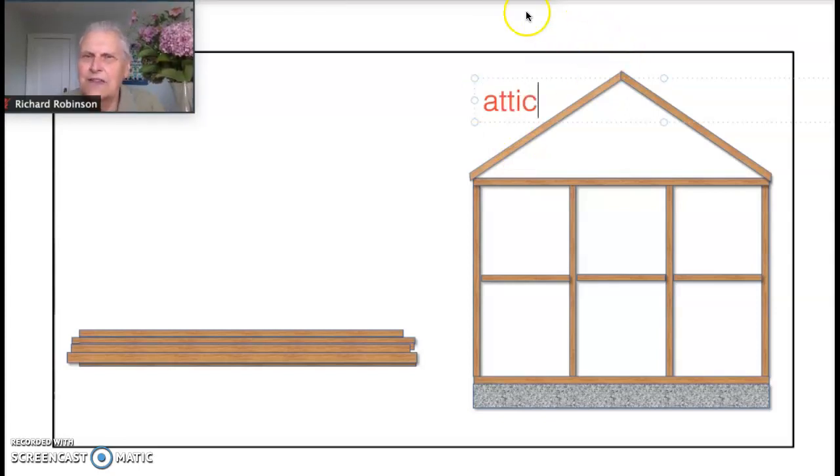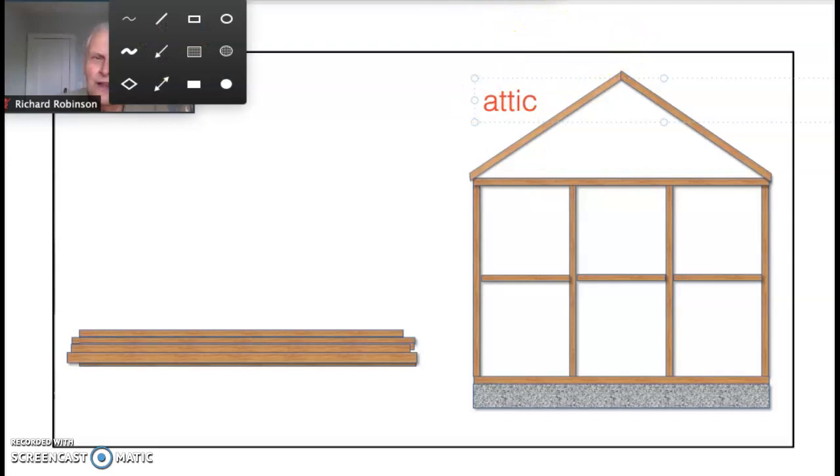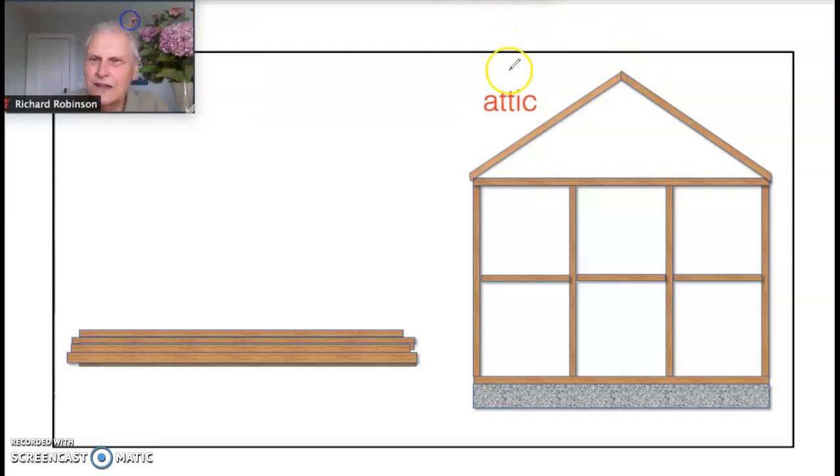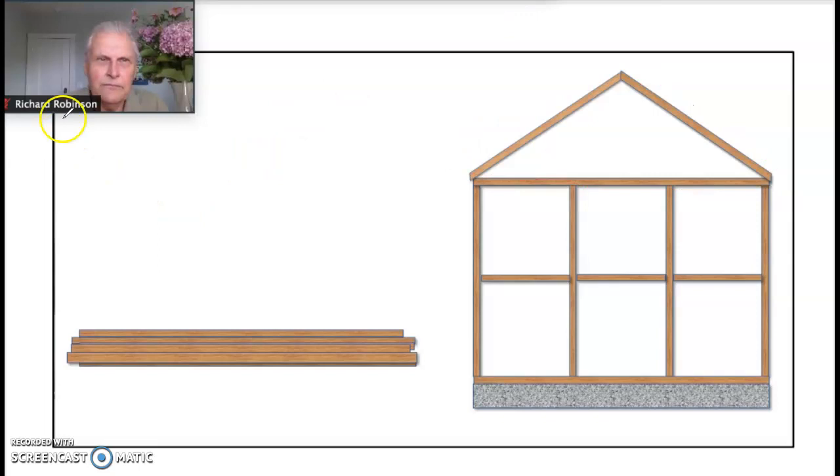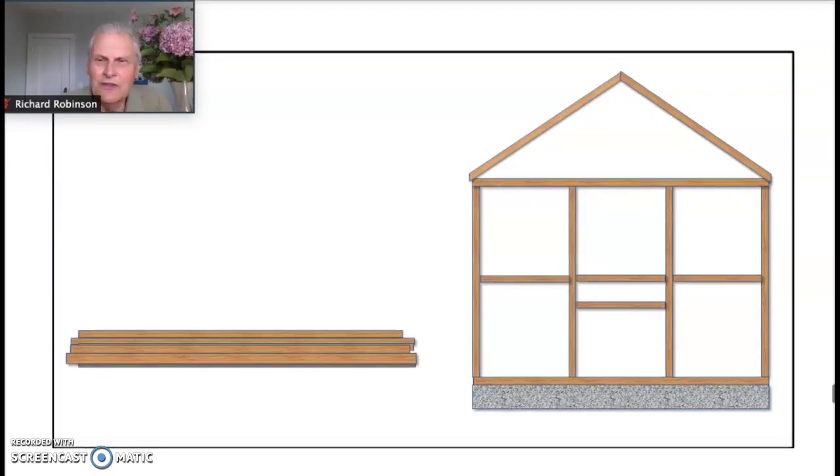So the attic, A-T-T-I-C, is this top of the house that looks like a triangle up here. That part of the house. So that's the basic frame of the house. We could add some things to the frame.